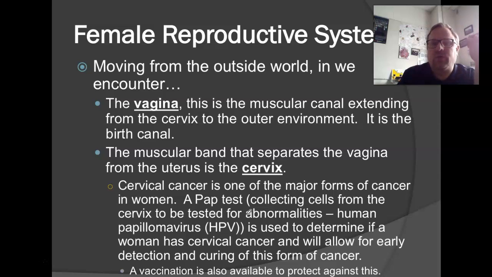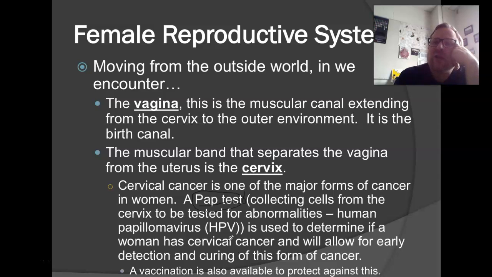Obviously, men don't get it because we don't have a cervix. And something called a Pap test is done frequently for females, and it basically involves collecting cells from the cervix to test for abnormalities. And it's actually human papillomavirus, or HPV, that is used to determine if a woman has cervical cancer or not.